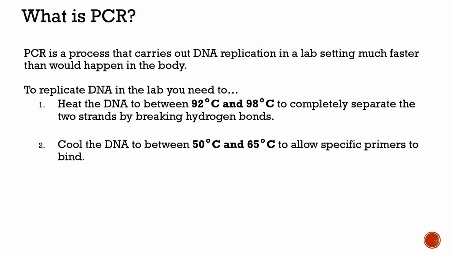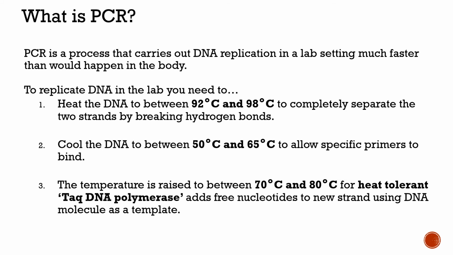We then need to cool the DNA to roughly between 50 and 65 degrees, and this allows specific primers to bind. Remember, those specific primers are complementary. So again, A binds with T, G binds with C, the exact same concept we just covered. And in the third part, the temperature of the whole thing is raised to between 70 and 80 degrees for heat-tolerant DNA polymerase. It might be referenced in places on the internet as Taq polymerase. And this does the exact same thing as the DNA polymerase we just mentioned. It adds free nucleotides to the new strand using the DNA molecule we've got as a template. Then this process just repeats and repeats and repeats.